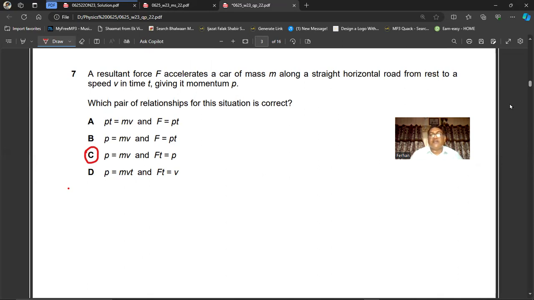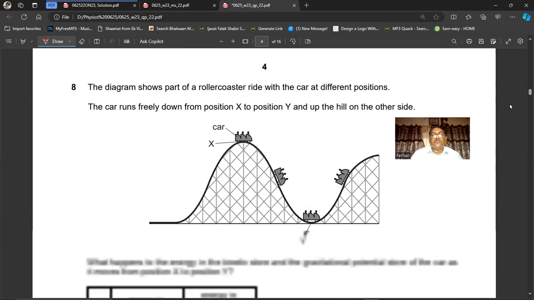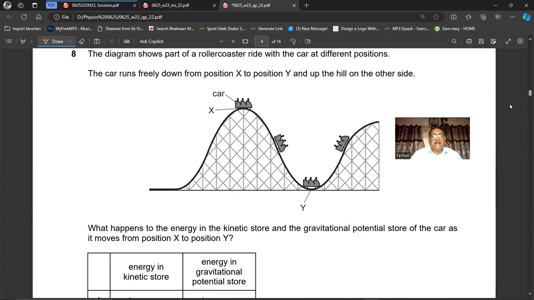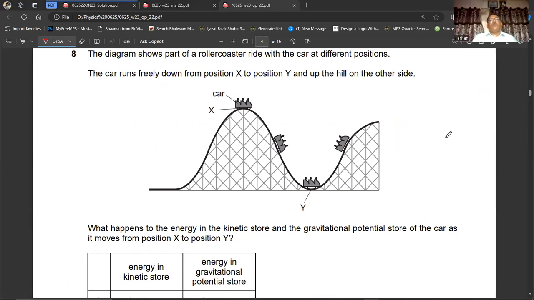And the next question is question number 8. He says the diagram here shows part of a roller coaster ride with the car at different positions. The car runs freely down from the position X to position Y and up the hill on the other side. What happens to the energy in the kinetic store and the gravitational potential store of the car as it moves from the position X to the position Y?